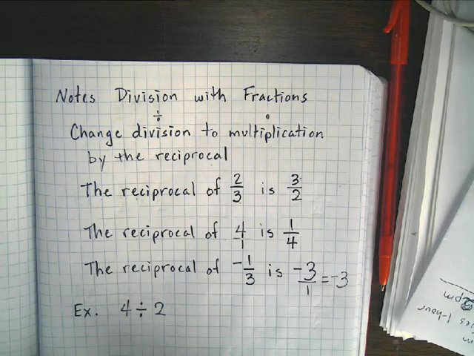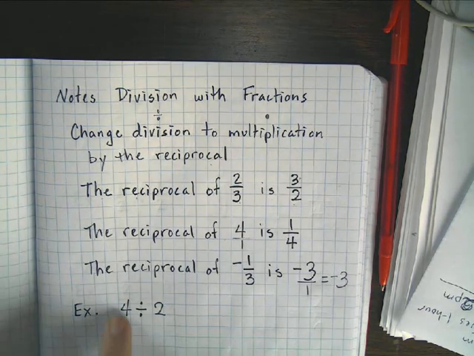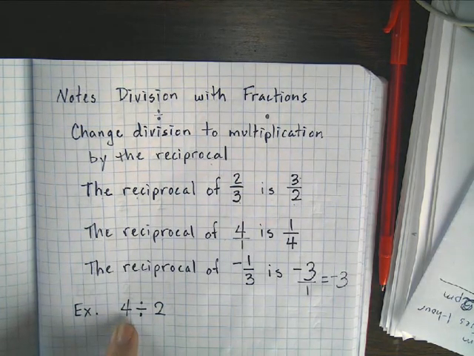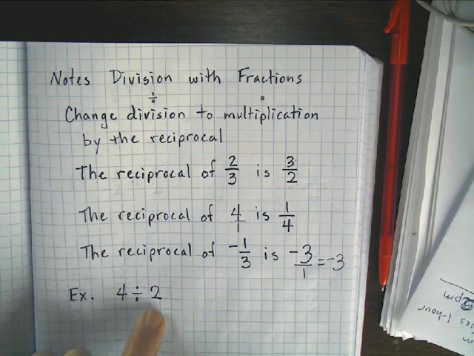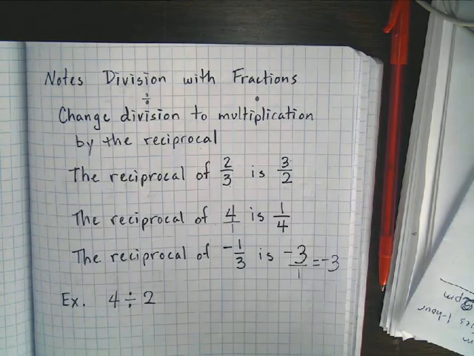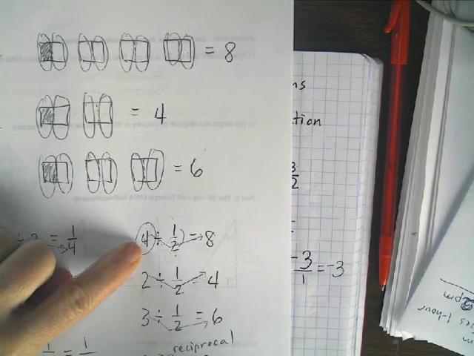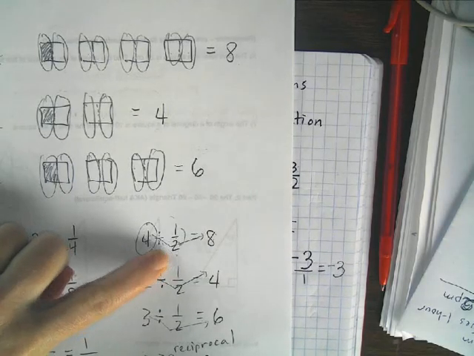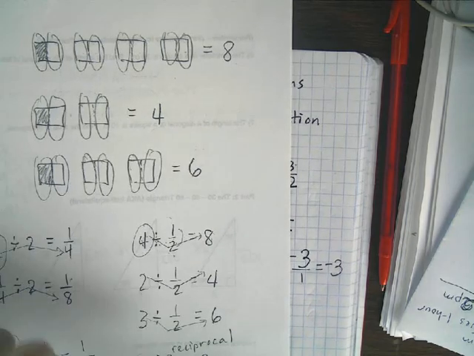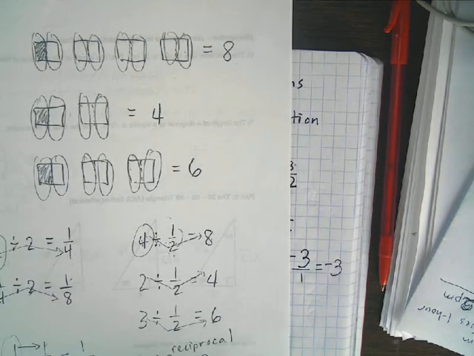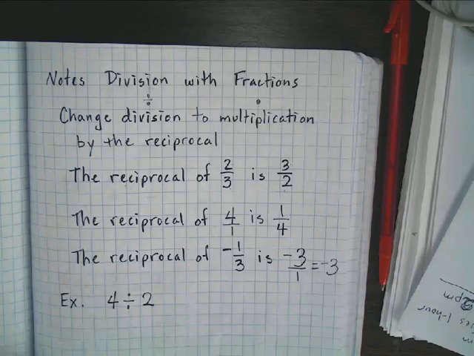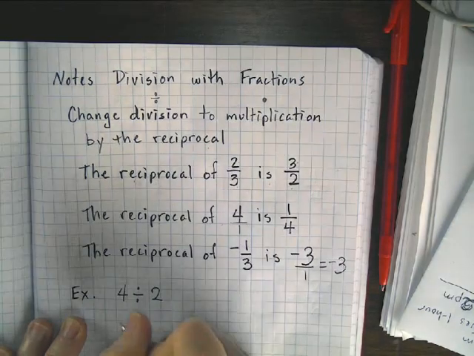All right, so this is what we're going to do. We're going to change division to multiplication with the reciprocal. Okay, so we saw that over here. 4 divided by 2 is the same as 4 times the reciprocal of the second number. So this one, I'm going to have 4. I'm going to change it to multiply.